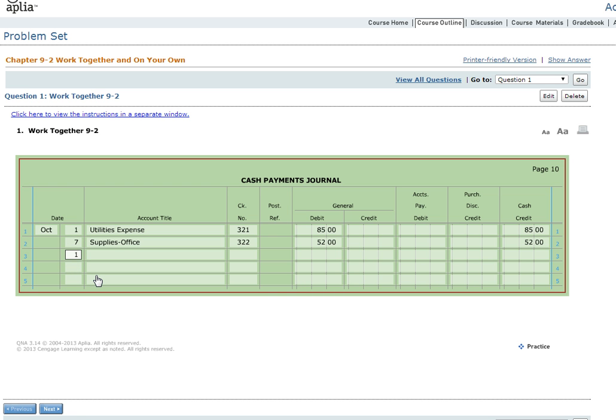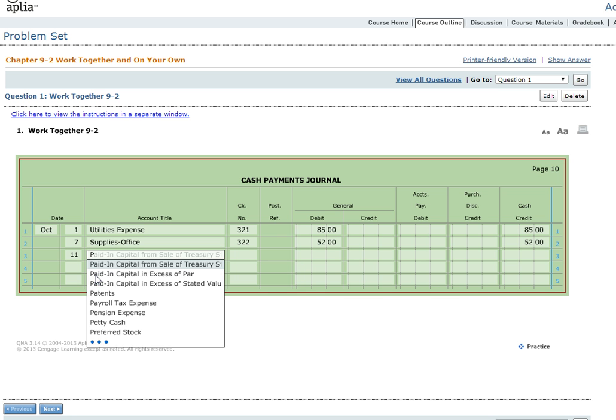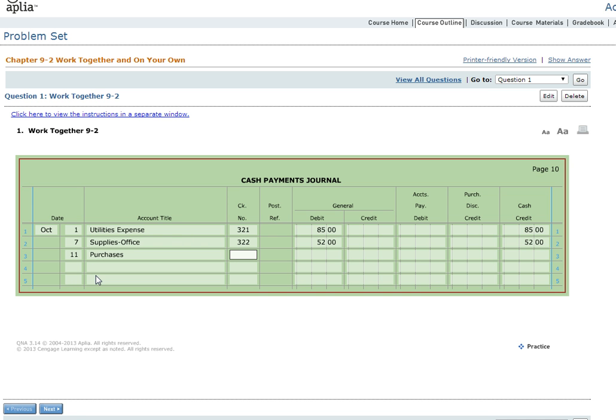So on the 11th, our account would be purchases, and that was with check number 323. Still going to go under the general, and we're going to put in the amount $320, and we paid $320. That was after our trade discount.